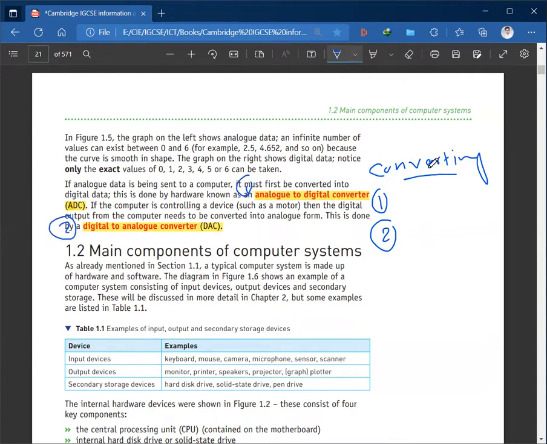Give the heading converting data. One minute. Okay, so these are the examples 1 and 2, right? Analog to digital converter, and digital to analog converter, DAC.